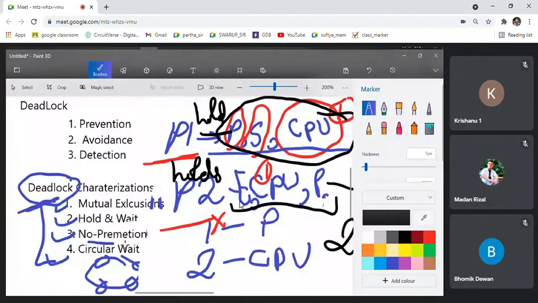With each of them, it may occur. If mutual exclusion, deadlock may occur. Hold and wait, deadlock may occur. But with all four of them, deadlock will occur.